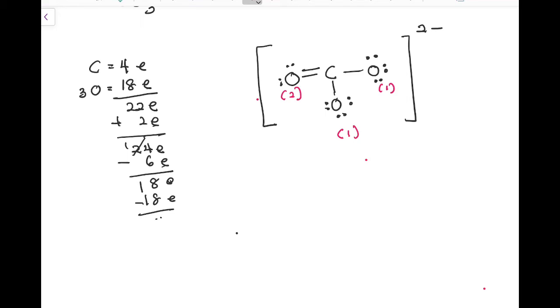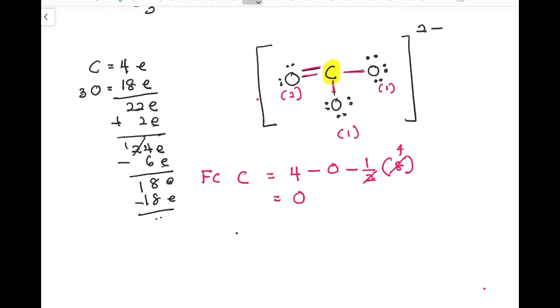So let's determine the formal charge for carbon first. Carbon has 4 valence electrons. How many lone pairs around it? It does not have any lone pair. And how many bonding pairs around carbon? This is 1, 2, 3, 4, so 8 electrons, because each bond consists of 2 electrons. Half of that is 4. We cancel off, 4 minus 4 becomes 0.